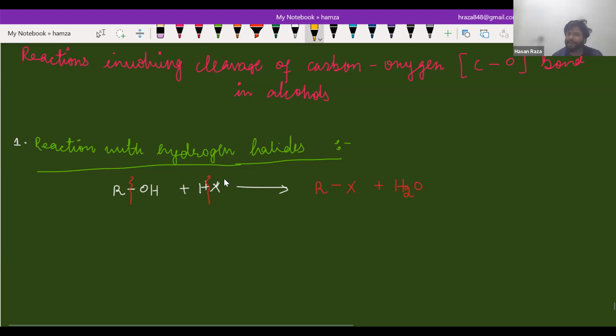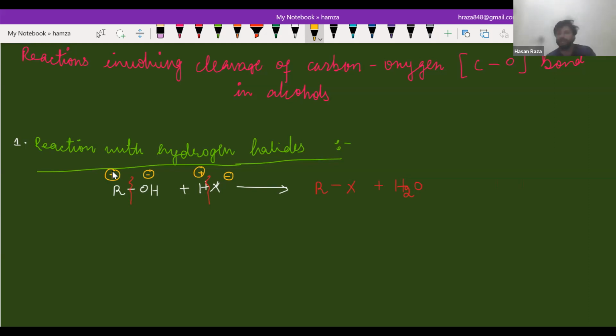You can understand, like X is more negative, that's why delta negative charge. Hydrogen will have positive charge, oxygen delta negative or delta positive. Just add positive and negative, and you will get your product.